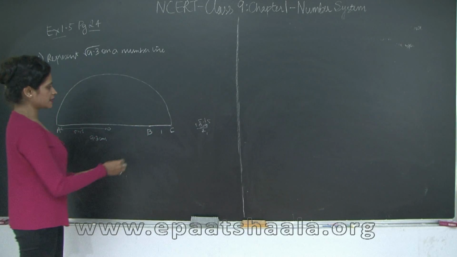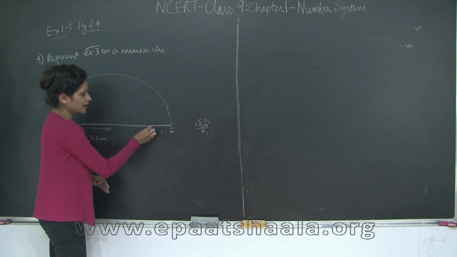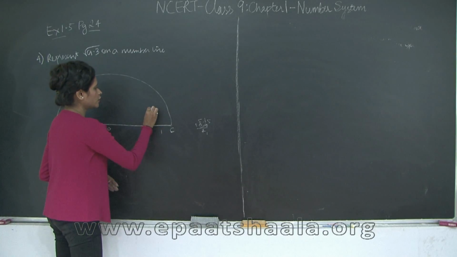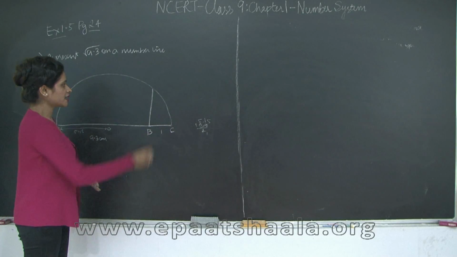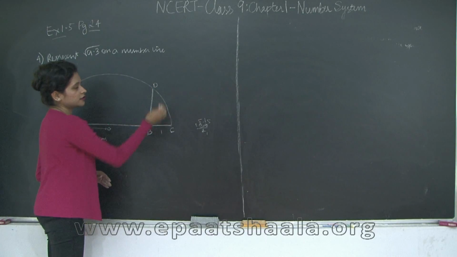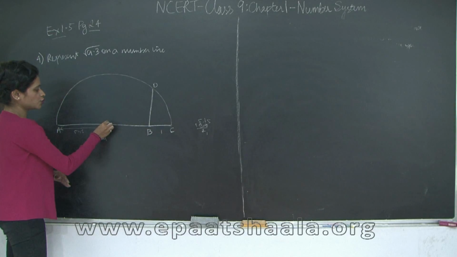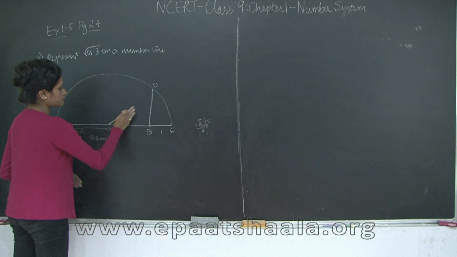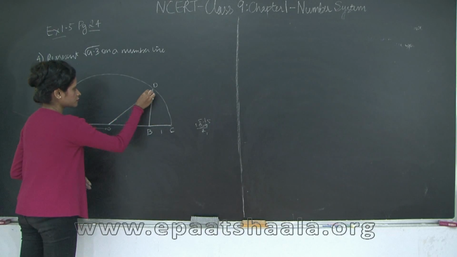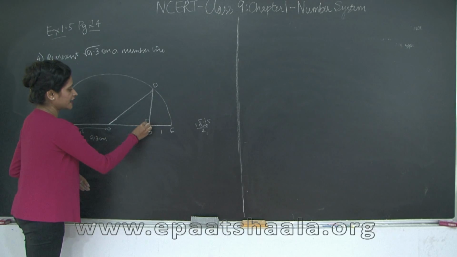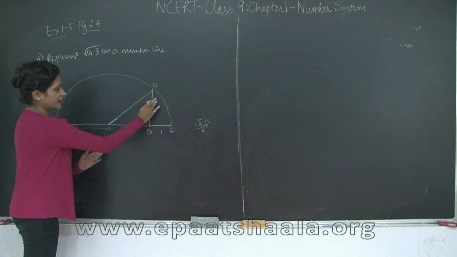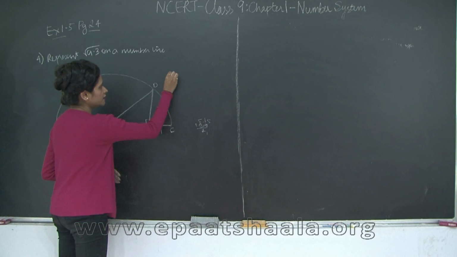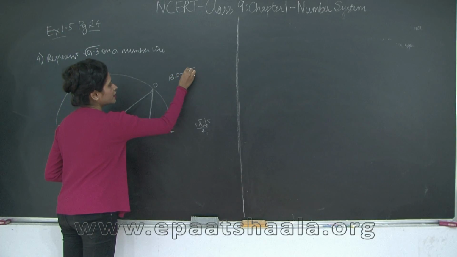Now once you have drawn this semicircle, you are going to place your protractor in such a way that the center of your protractor coincides with point B, and then you will draw a perpendicular from point B to the circumference, and you will call this as point D on the circumference. Then you are going to join OD. This is a right angle triangle. You will observe that this length BD is root of 9.3.